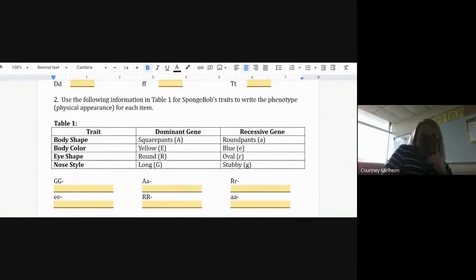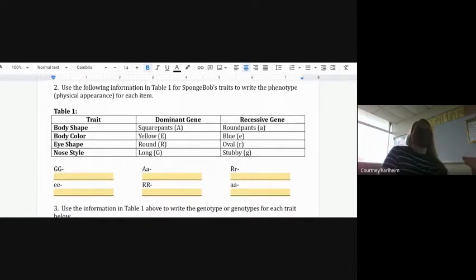Whenever it decides to load for you. Oh, some people's are loading, so just keep refreshing. Be patient. I know, it's all messed up.